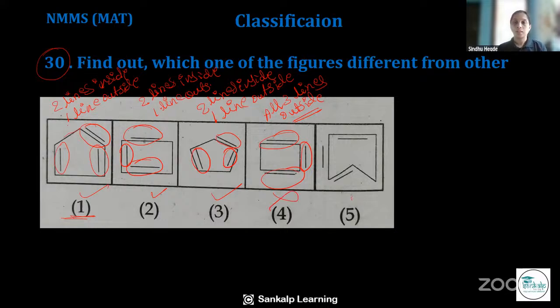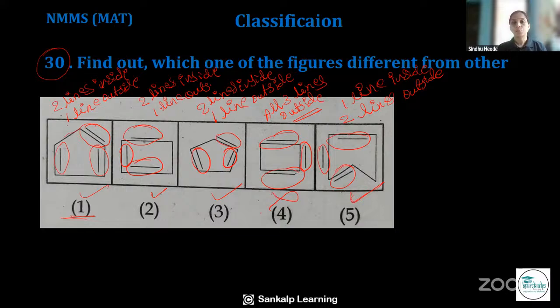Then come to the fifth one. Here one line is inside, two lines outside. But still it contains one line inside. Not all three are outside or inside. So this one also belongs to the pattern of 1, 2 and 3.